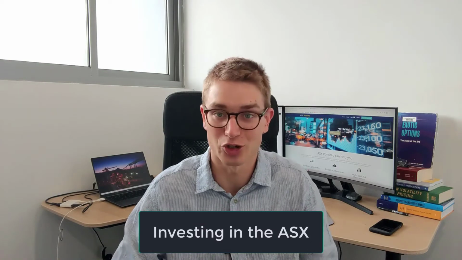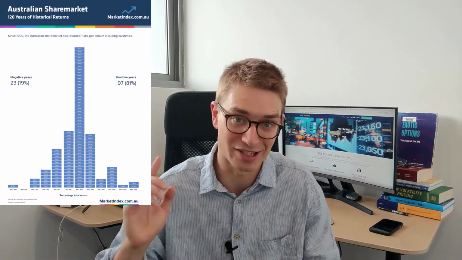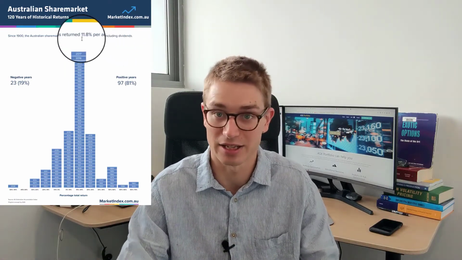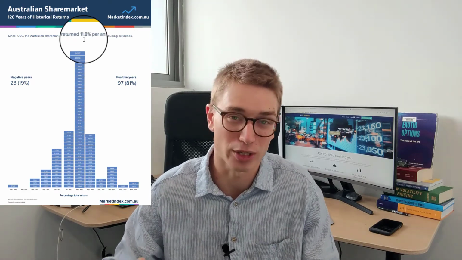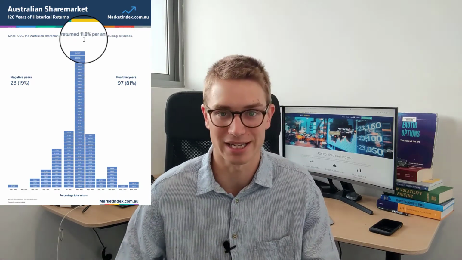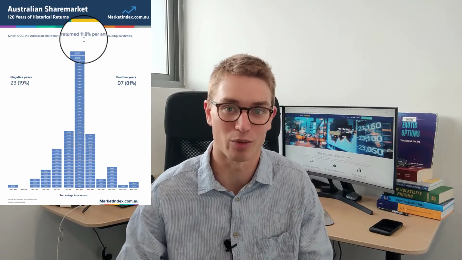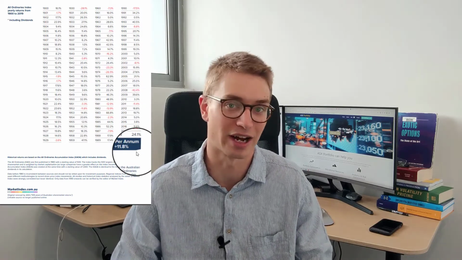So why should you as an investor be interested in learning about the ASX? Well, essentially it's this graph right here. Look at the returns over the ASX, this All Ordinaries Index, over the last 120 years. It's returned a whopping 11.8%. So this fact alone should get you curious about what's happening in the market, what can the ASX offer me, and how can I invest?